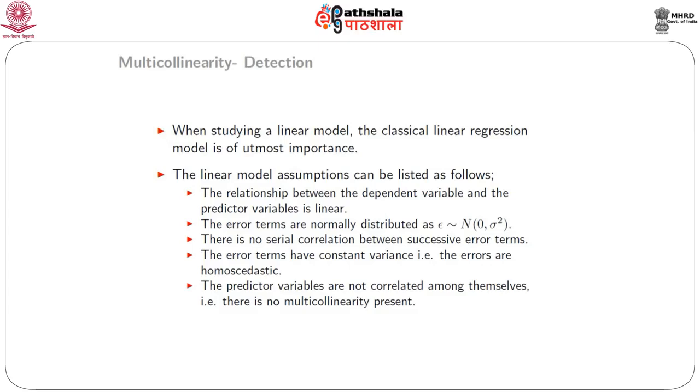The last assumption is that the predictor variables are not correlated among themselves, and this implies there is no multicollinearity present. By multicollinearity, we mean a collinear relationship between the predictor variables. For instance, if we are studying a model where price of a commodity and income of individuals are the two predictors, there is a high chance that these two variables are correlated. In such cases, due to the presence of multicollinearity, including these two variables together in the model might end up giving us faulty estimates of the regression parameters.